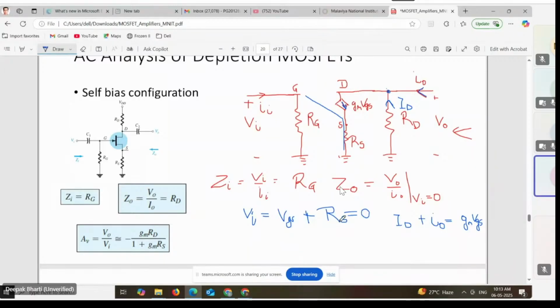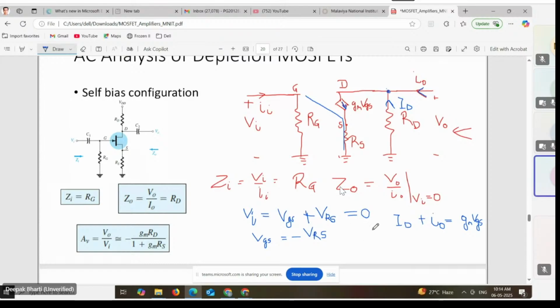So Vi equal to 0 means VGS plus VRS should be equal to 0. VRS is the potential drop across RS. So in this case VGS becomes equal to minus VRS. Now let's put this VRS back here.